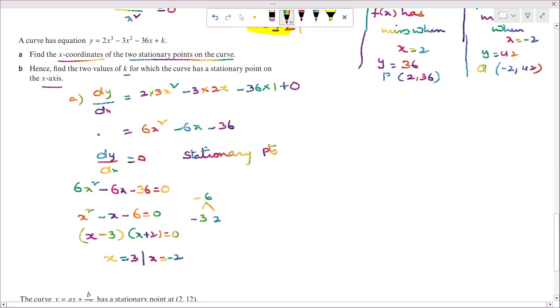Hence, find the value of k for which the curve has a stationary point on the x-axis. Now, a stationary point on the x-axis means the curve will be like this, touching the x-axis somewhere. This point is P. You have to find for what values of k we get this stationary point. Now how will you find this?